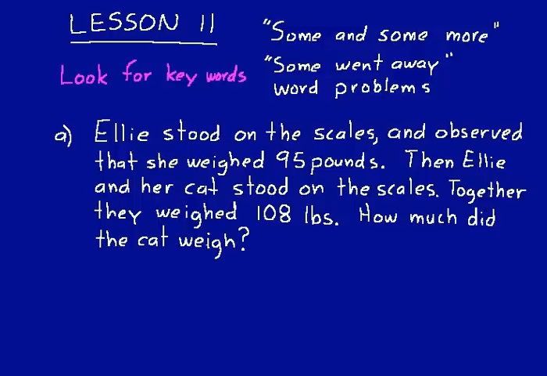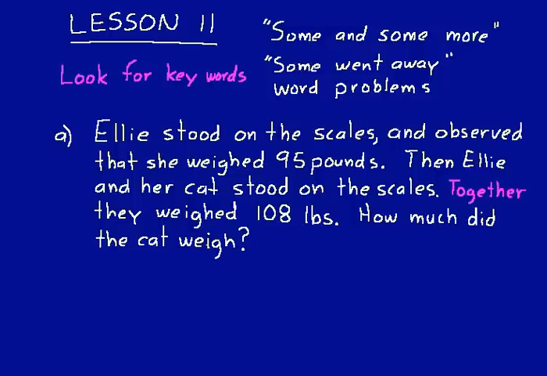The first thing you should do anytime you do a word problem is to read it through first. And this one says, Ellie stood on the scales and observed that she weighed 95 pounds. Then Ellie and her cat stood on the scales. Together, they weighed 108 pounds. How much did the cat weigh? So look for key words in this problem. Like together, that's a key word in this problem.